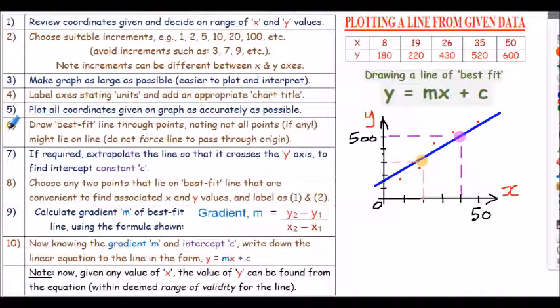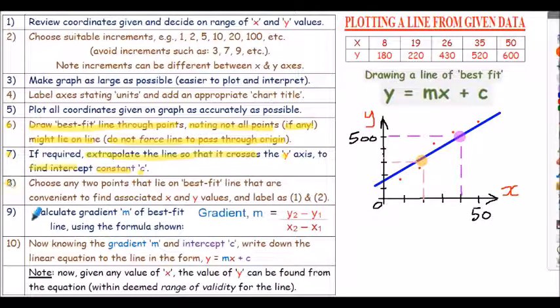Step 6 in our procedure, we're now going to draw the best fit line through the points, being aware that not all the points, if any of the points, might lie on the line. And also we're not going to force the line to pass through the origin 0, 0 down here. Step 7, if required, we need to extrapolate the best fit line so that it crosses the y-axis, and that allows us to find the intercept constant, which we will label as c.